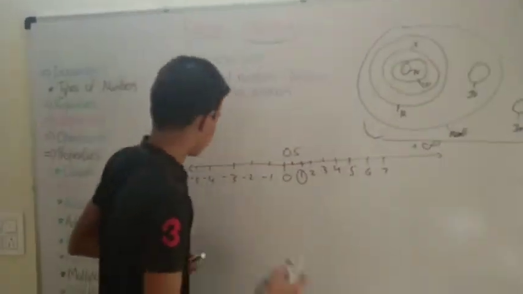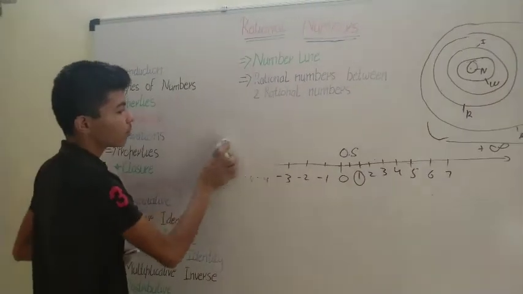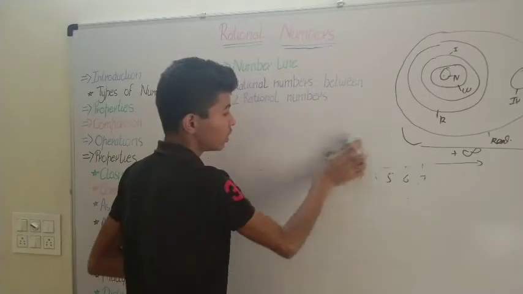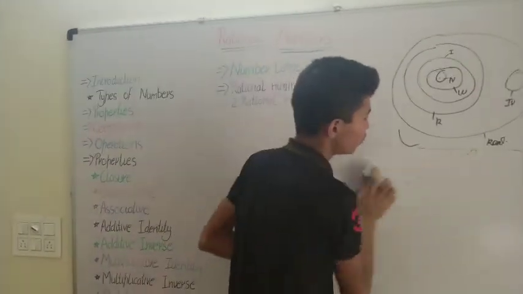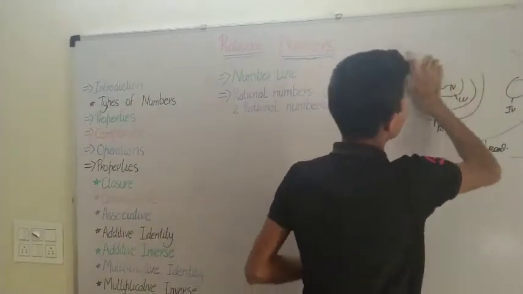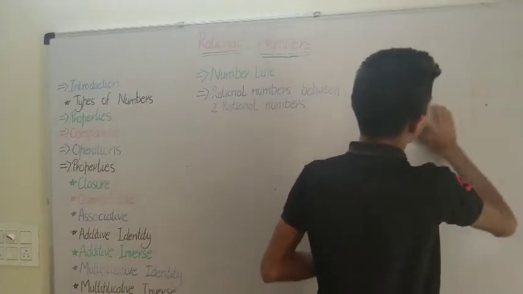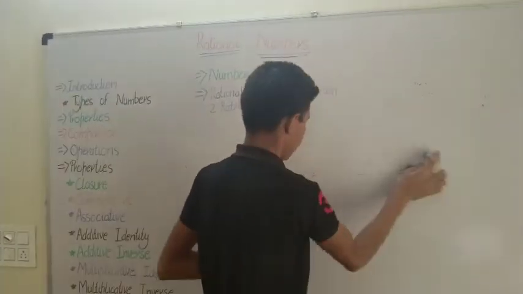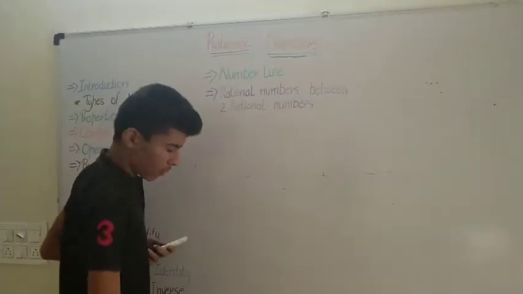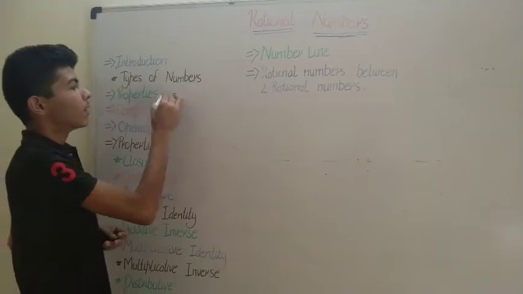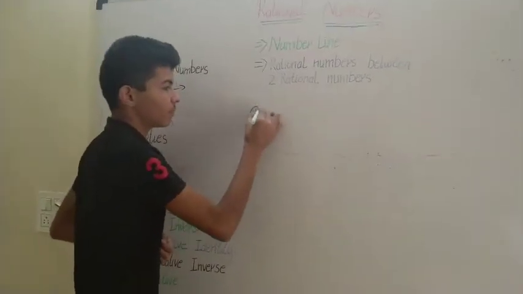So now let's move to the properties. We have talked about the logical approach. Now let's move to the technical definition of rational numbers. So these are the properties we are going to learn about. There is the first property.